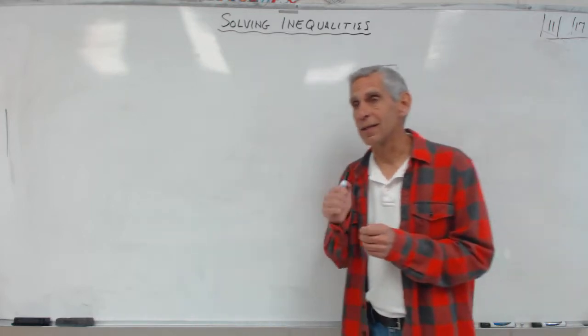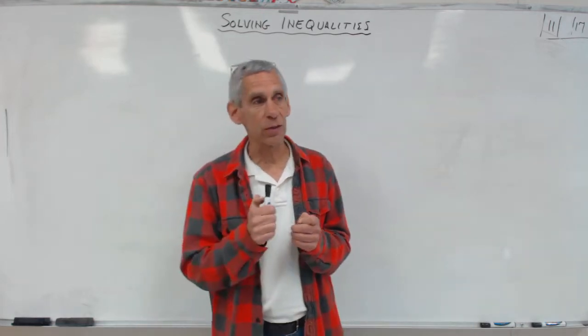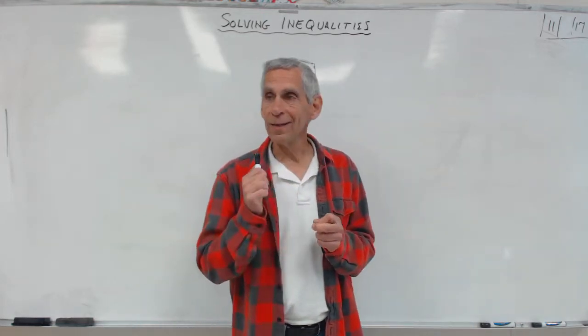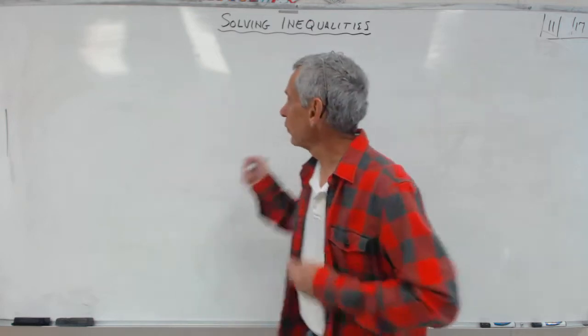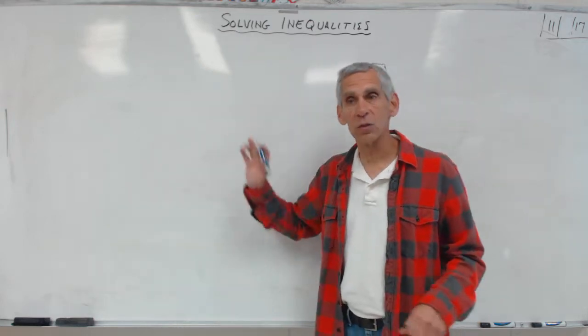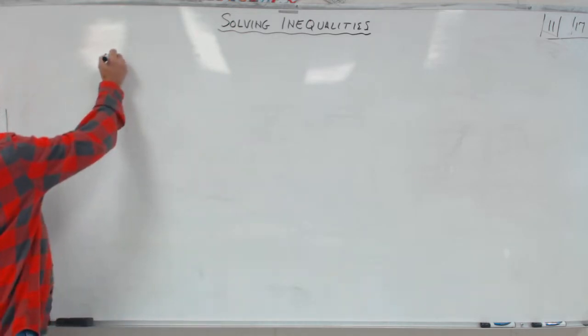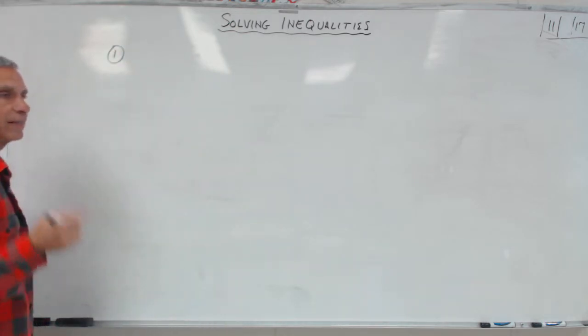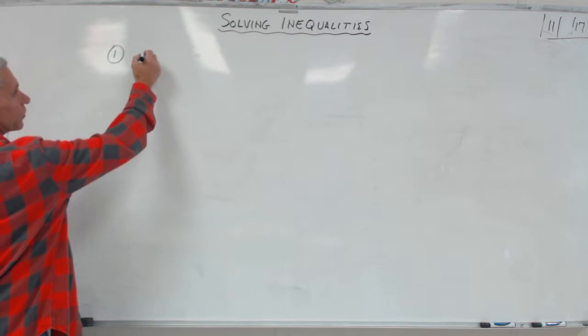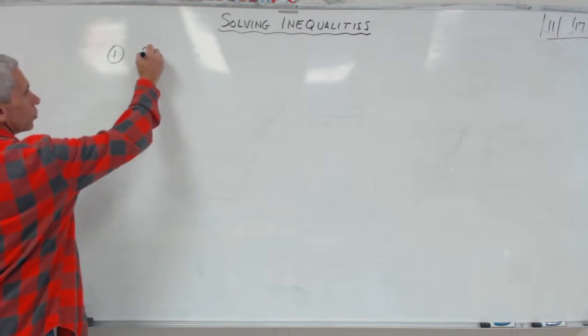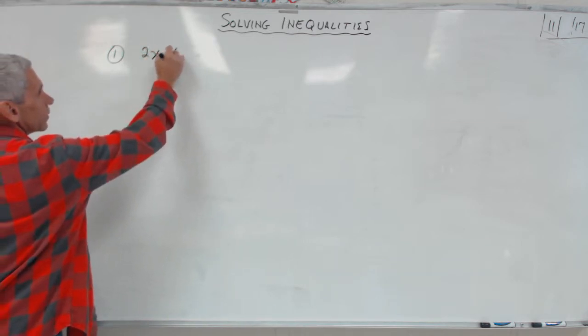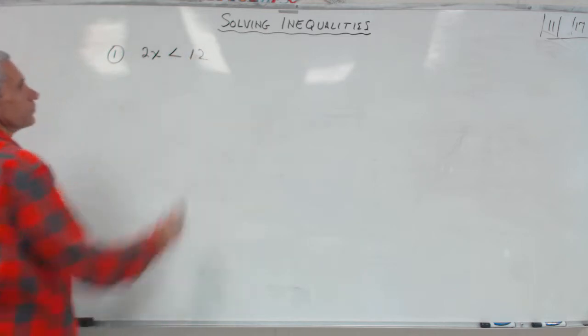Whenever you're solving an inequality problem, you have to stay very focused because there's one key difference. So first of all, we won't look at the differences, we'll look at the similarities. So if I gave you a simple equation like this, not equation, inequality. If I gave you something like this, 2x is less than 12.